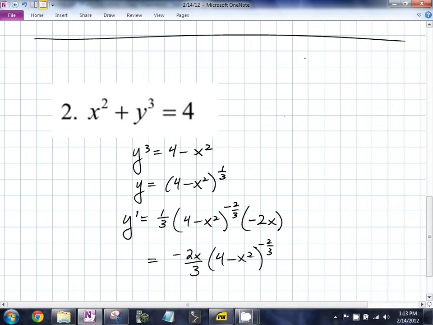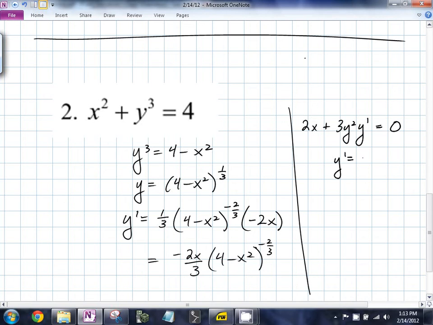Let's use implicit. What's the derivative of x squared? 2x. 2x plus 3y squared y prime, because you have to use the chain rule, remember? Equals 0. What are we isolating now? Y prime is equal to negative 2x over 3y squared. But what do we not like in there?